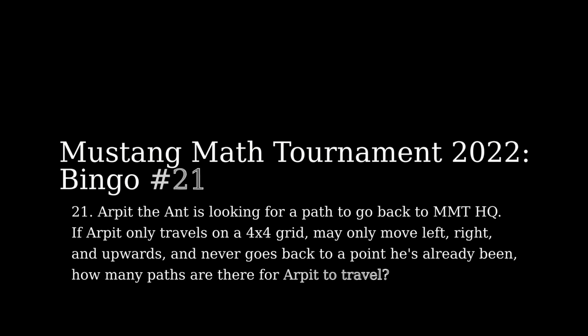For our final bingo round problem, let's take a look at number 21. In this problem, Arpit the ant is looking for a path to get back to MMT-HQ. If Arpit only travels on the grid lines drawn below, and can only move left, right, and upwards, and never goes back to a point where he's already been, how many paths are there for Arpit to travel?